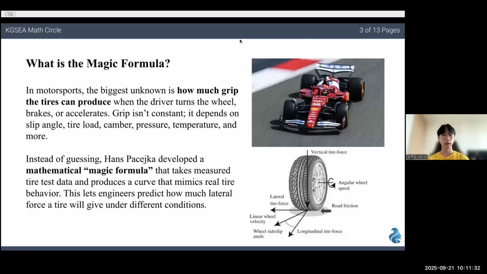Therefore, for lots of engineers, instead of guessing, Hans Pacejka developed a mathematical magic formula that takes measured tire test data and produces a curve that mimics real tire behavior. This formula allows engineers to predict how much lateral force a tire will give under different conditions. The reason it is lateral force is that lateral force is the main force that allows the car to turn in the left or right directions.